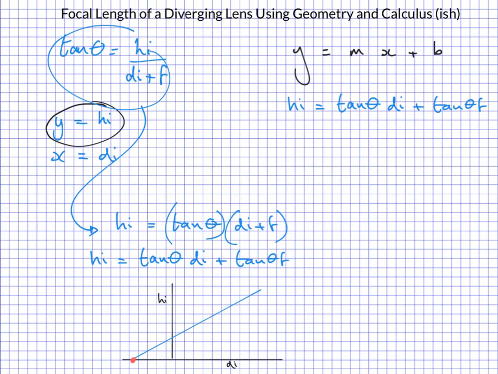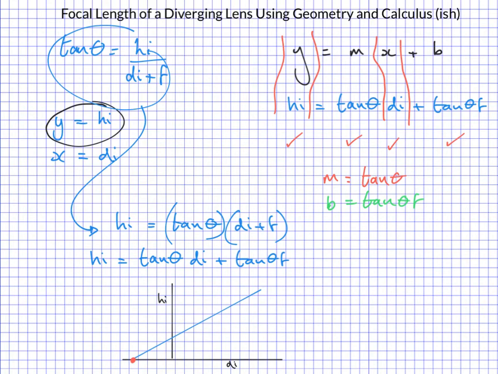So we can hopefully do this mapping now where we just kind of go, okay, that there is my y part of the graph. And the x axis, well, that's the di. So that means that the slope, let's make this statement now, m is equal to tan theta. Okay, and then b, the y-intercept, must be equal to tan theta f. I'm going to write that in here. b is equal to tan theta f.